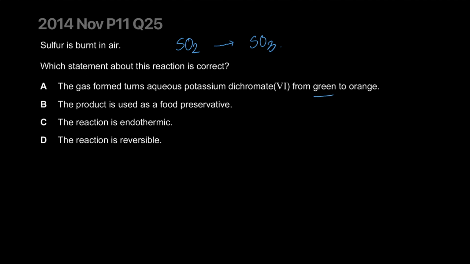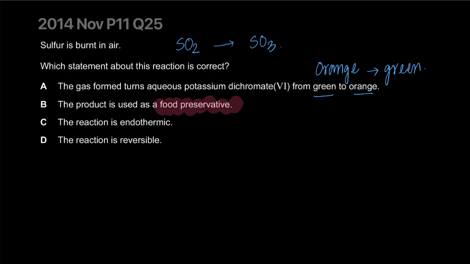However, the colors, they trick you. It's actually from orange to green, right? So I wouldn't blame anyone if they've selected this answer. I would have. The product is used as a food preservative. Sulfur dioxide is indeed used as a food preservative. Can't argue there.